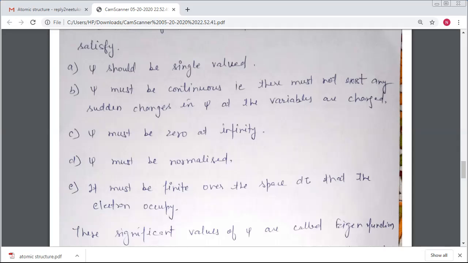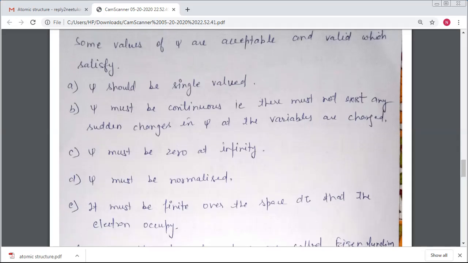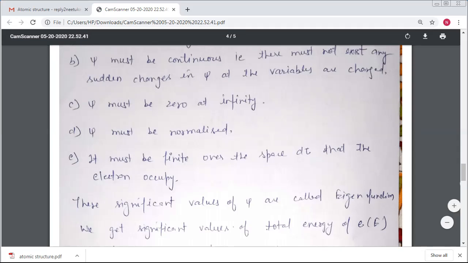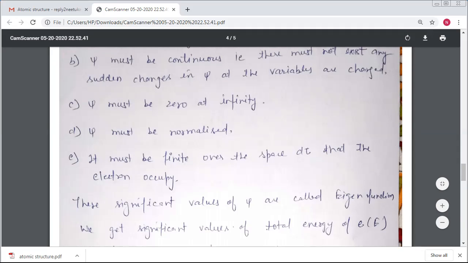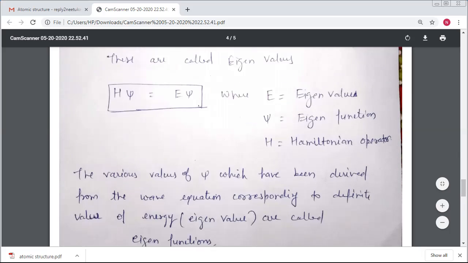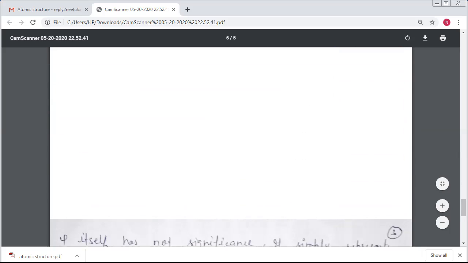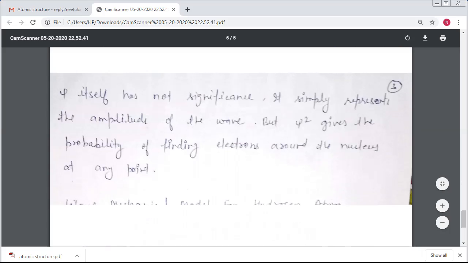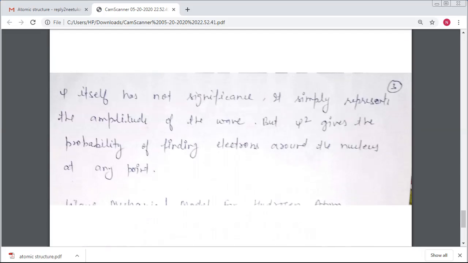Okay, these are called the eigenfunctions. So these are the satisfactory values, or we can say the acceptable psi values. So these are the eigenvalues and the eigenfunctions. Now we know some information about the eigenvalue and the eigenfunction. One important point is that psi does not have its own significance, and psi square is the probability of finding the electrons around the nucleus. That is called the psi square.